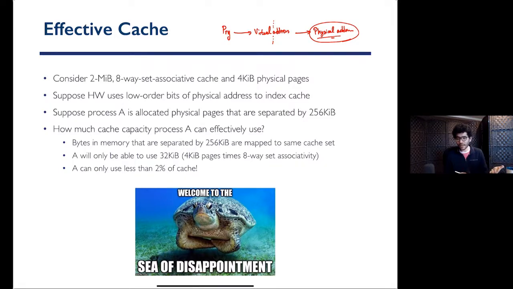Now, as a result of that, this process cannot use the entire cache. So even if your cache has hundreds of sets, if all my physical addresses are mapped to a particular set, then I'm just going to be using that particular set. So I will have a lot of conflict in my cache because all of them are going to be mapped to the particular set. So the rest of the sets are not going to be used. And this is going to be super bad for my application.